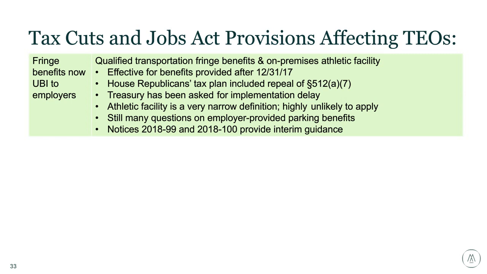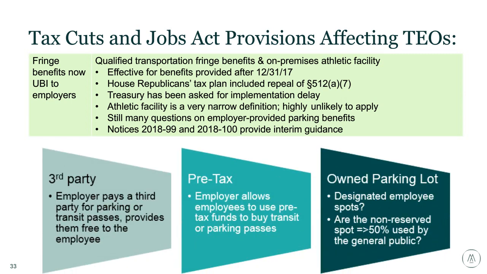So what we're going to do now is refocus on these transportation fringe benefits. What we're seeing is really three different buckets, as you saw from that last question. There are all types of scenarios out there when it comes to parking, but we're seeing three main buckets that most organizations are facing. That's when an employer pays a third party for parking or transit passes, or provides them free for employees. And that's a cost to a nonprofit organization.